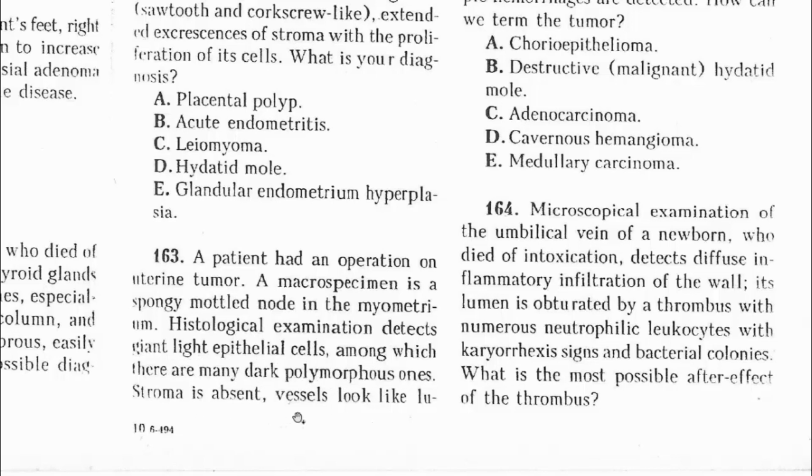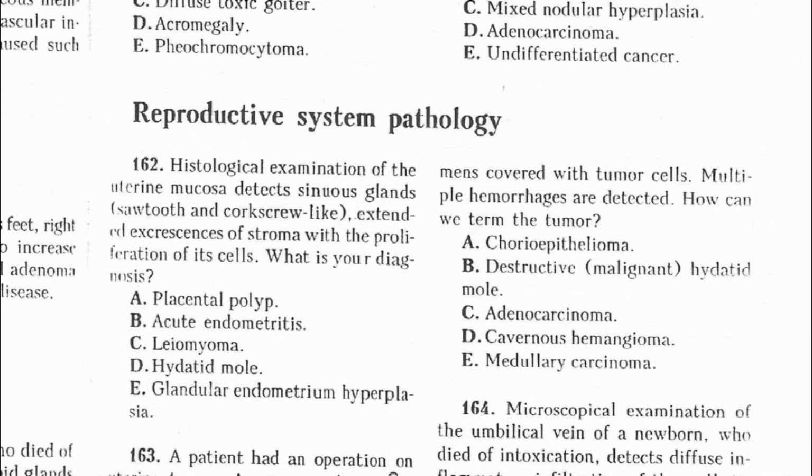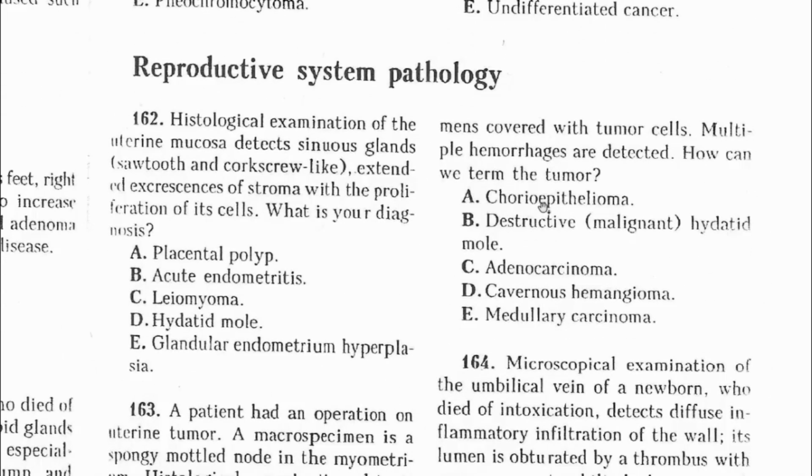Stroma is absent. Vesicles look like lumens covered with tumor cells. Multiple hemorrhages are detected. How can we term this tumor? This can be diagnosed as chorioepithelioma.